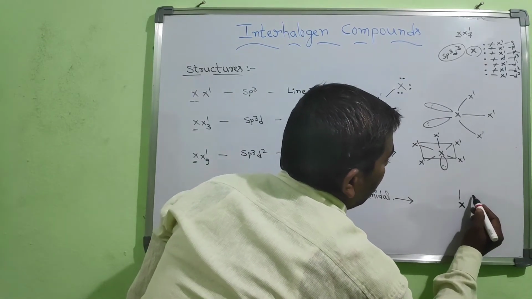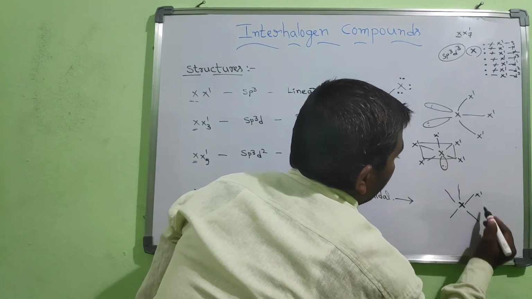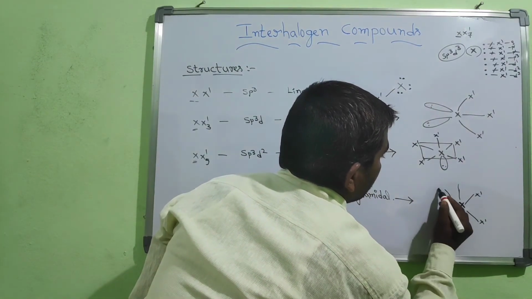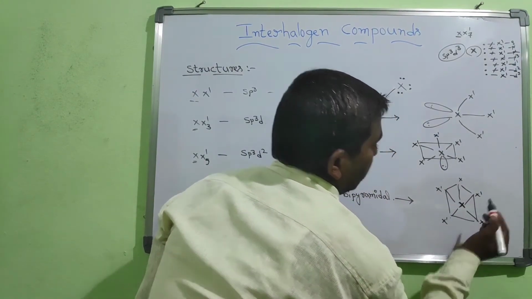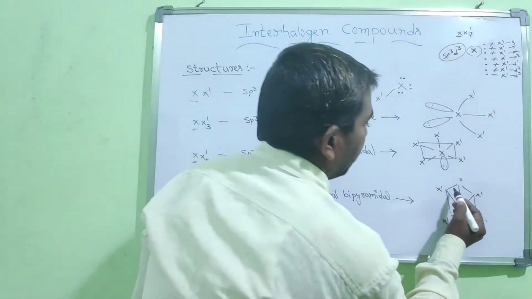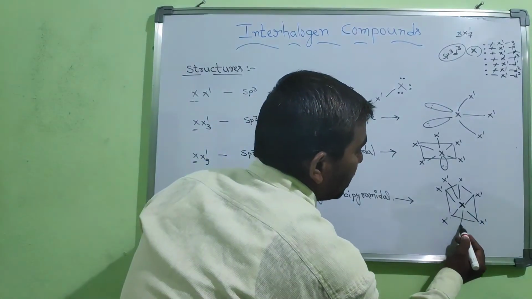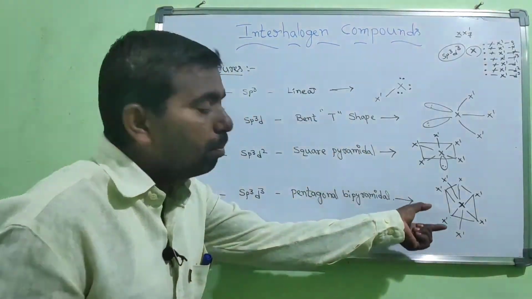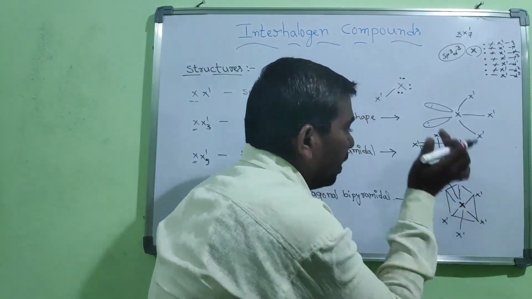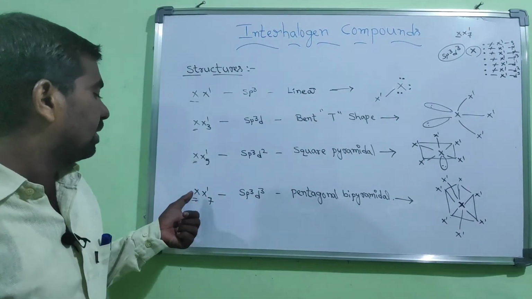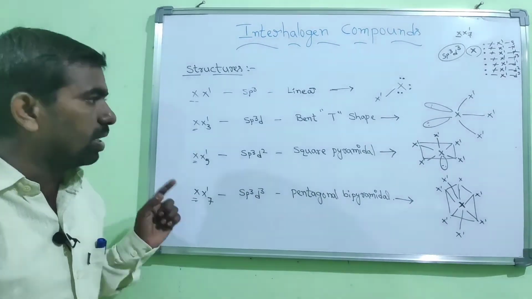This is the central atom. Then X', X', X', X' and X' form the pentagon. And we have to draw the bipyramid: one of the X' atoms is present above the plane, and another X' is present below the plane. That is the pentagonal bipyramidal structure. That is about the XX7' structure, and the hybridization is sp3d3 at the central atom.